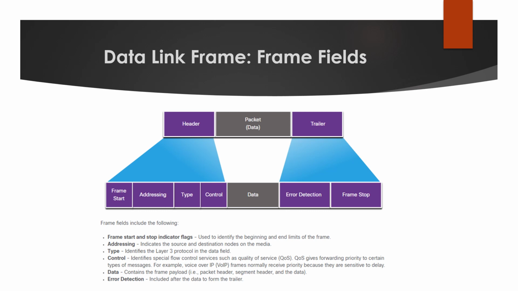Data will contain the frame payload. It's the packet header, segment header, and the data. Error detection is included after the data to form the trailer. Data link layer protocols add a trailer to the end of each frame. In a process called error detection, the trailer determines if the frame arrived without error. It places a logical or mathematical summary of the bits that comprise the frame in the trailer.